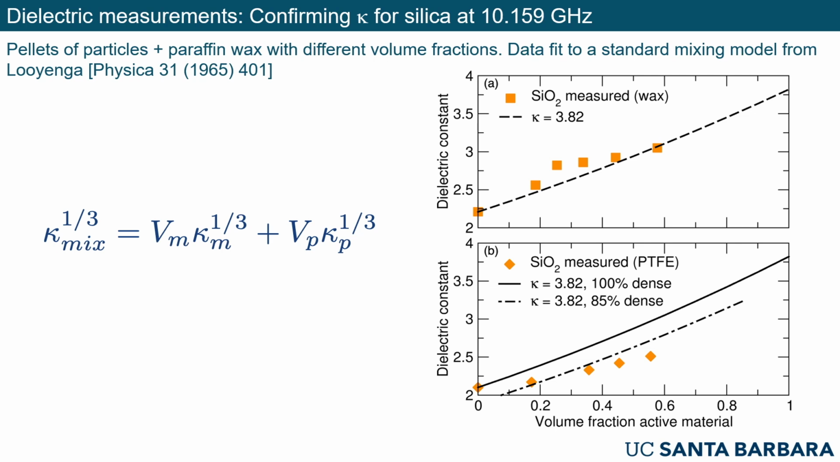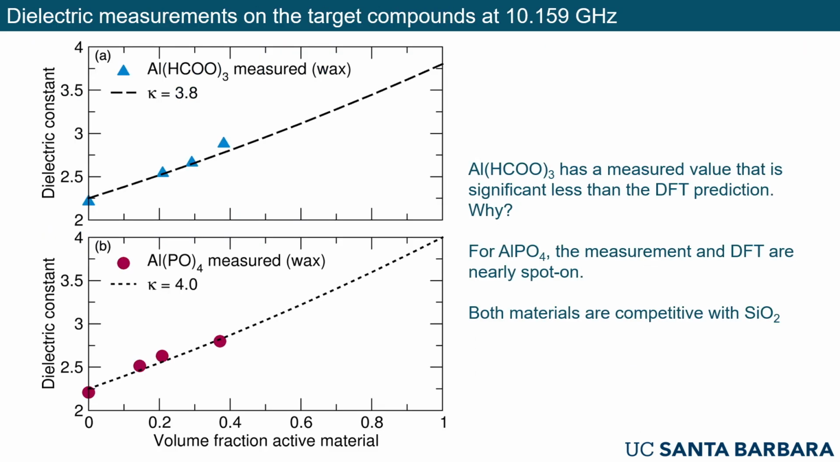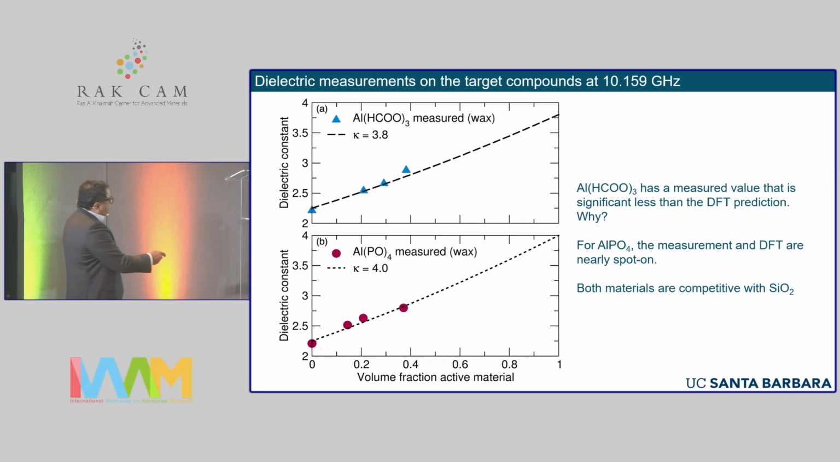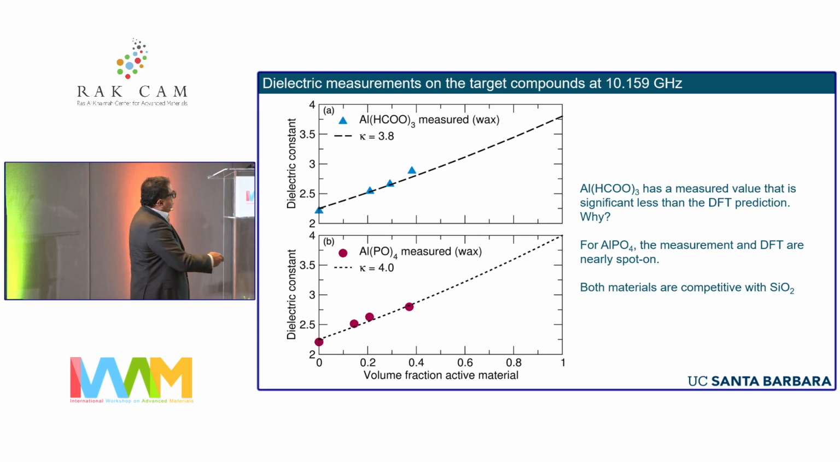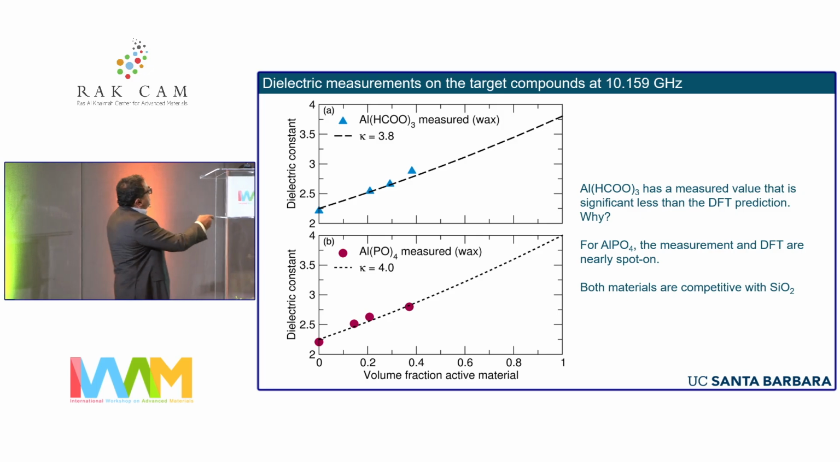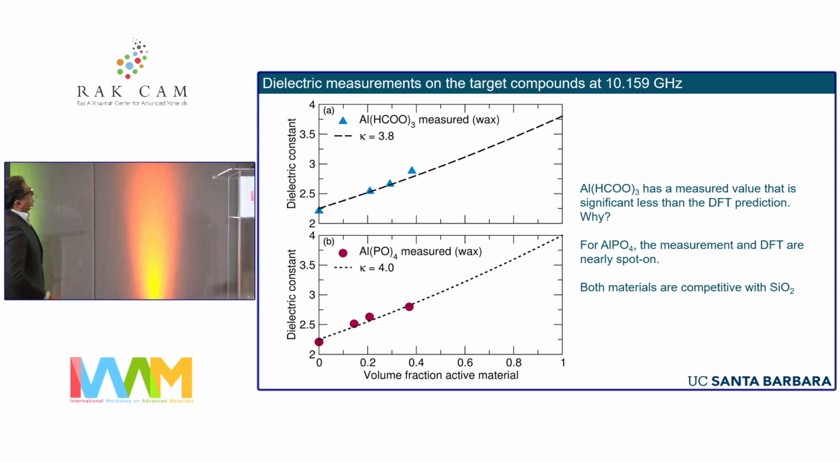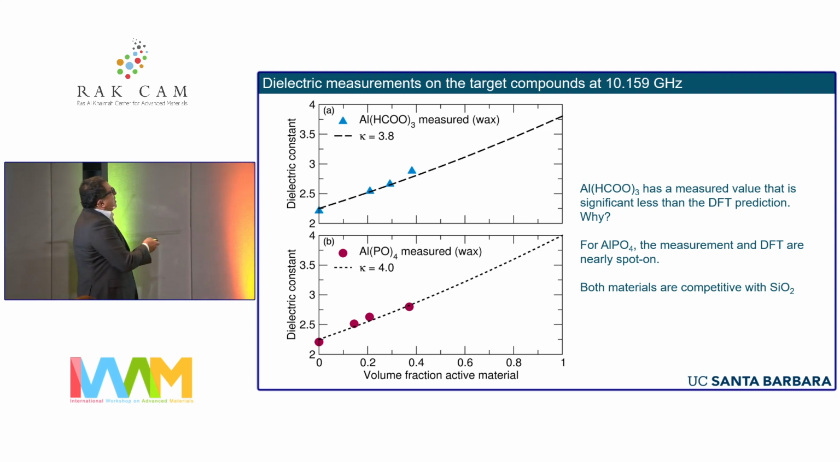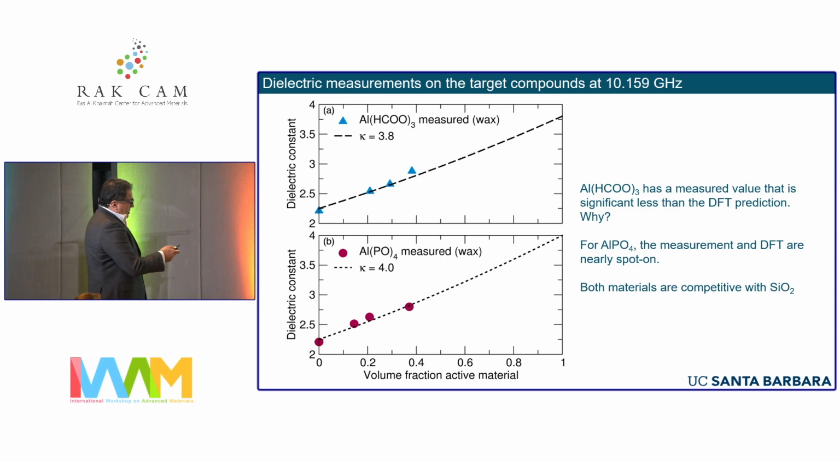So we calculate silica to be 3.8, and we measure 3.82, and this is showing that PTFE is messier. But when we looked at alpha-4, we calculated about 4, and we got about 3.984. So this was spot on. And the way we do this is we make mixtures with paraffin wax and we extrapolate. But ALF was a bit of a disappointment. We calculated 3.14, but we obtained 3.8, which was somewhat disappointing.